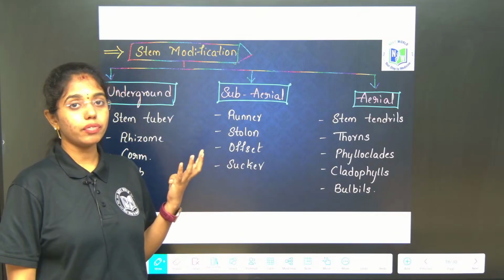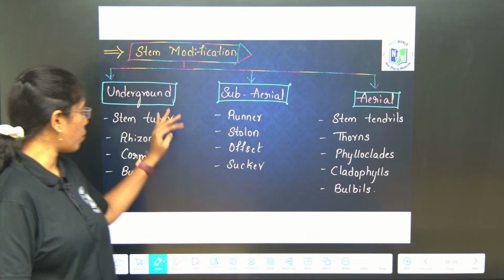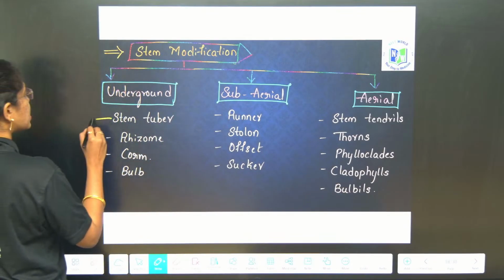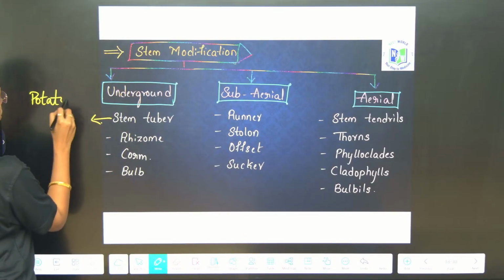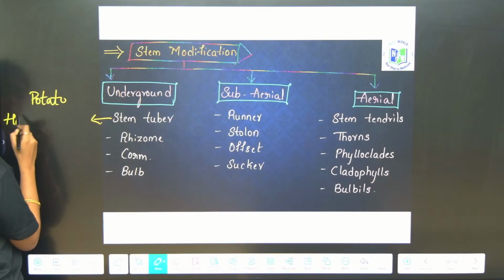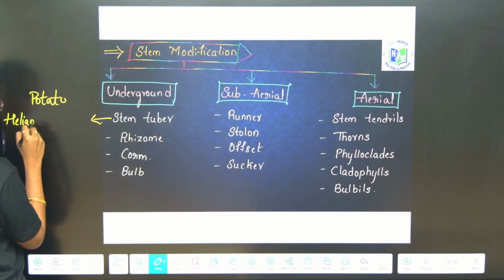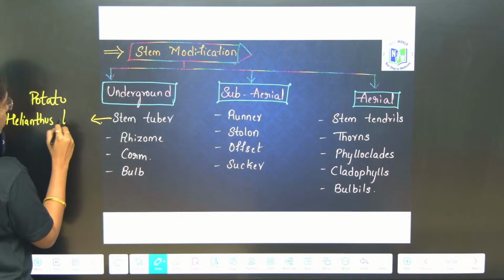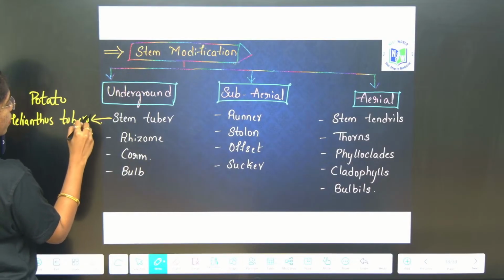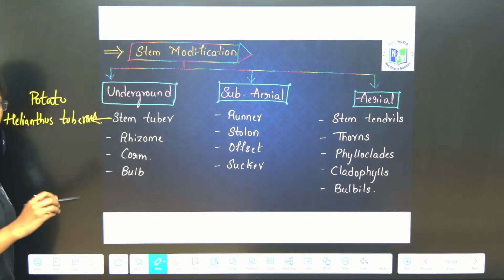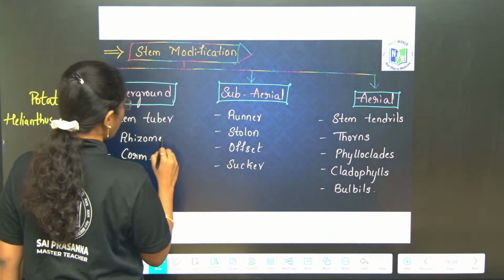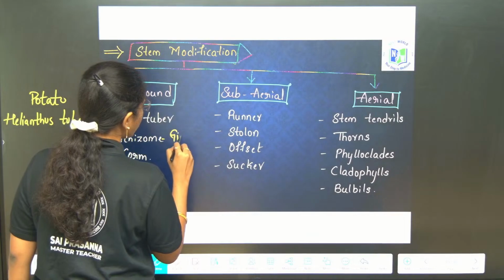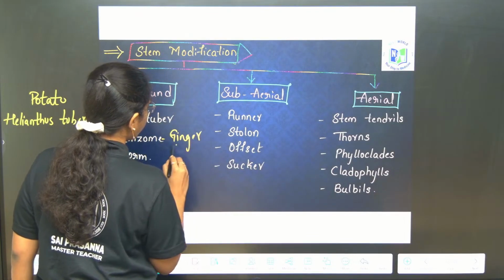Even in root modifications, the same we are doing with stem modification. Stem tuber, best example is what? Potato, Helianthus tuberosus. Fine. Rhizome, where it is branched and grows horizontally or parallel to the ground. Example, ginger and curcuma.